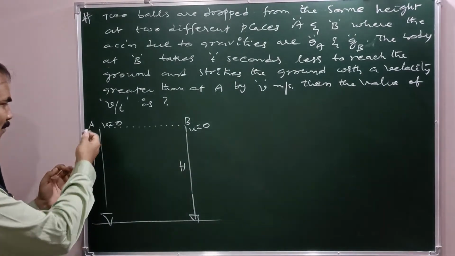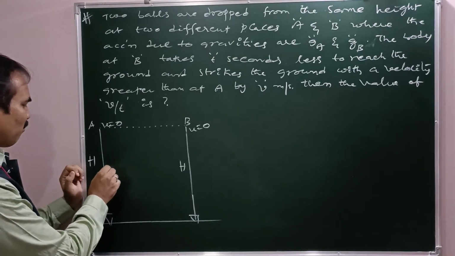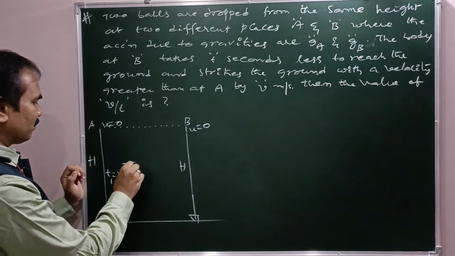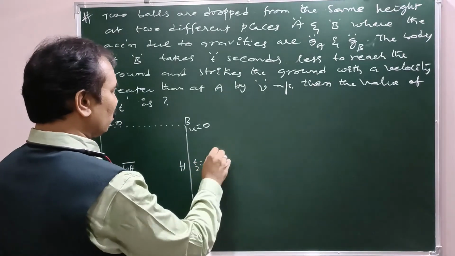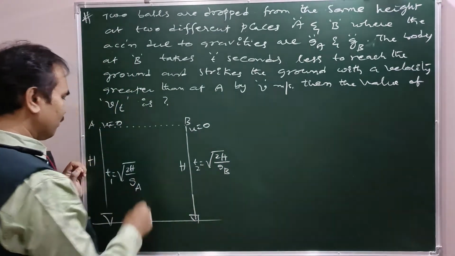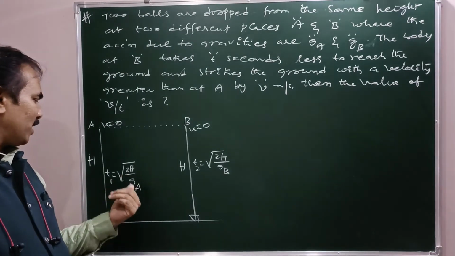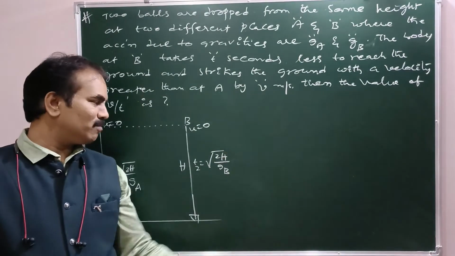But here at place A, the time taken to reach the ground is t1, for example. T1 equal to root 2h by g. Here t2 equal to root 2h by Gb. Here Ga. At place A, what is the acceleration due to gravity? Ga. So that's why root 2h by Ga. At place B, what is the acceleration due to gravity? Gb. That is root 2h by Gb.